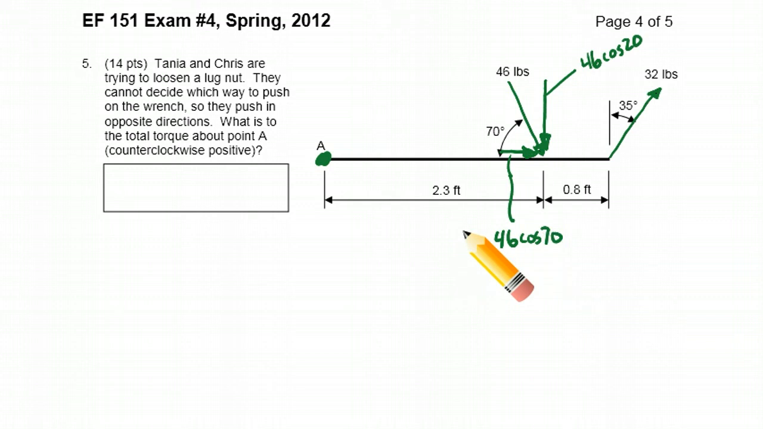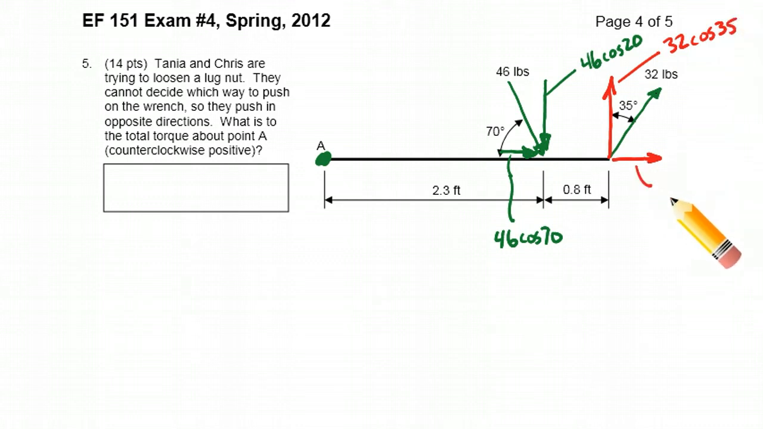Let's do this one in a different color. This one's going to be a component horizontal, a component vertical. This vertical component is going to be 32 cosine 35, and this one's going to be 32 cosine 65 or sine of 35, either one. When you're doing torques, it's important to locate the tail of the components at the point of application of the force, because that's going to help you determine the perpendicular distance to use.